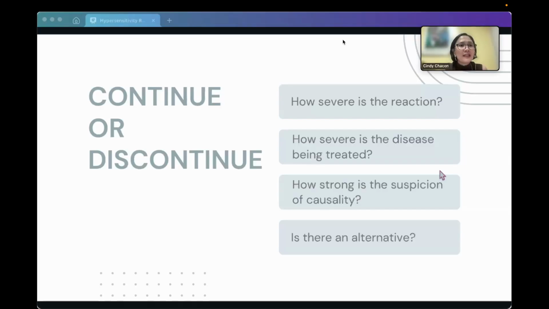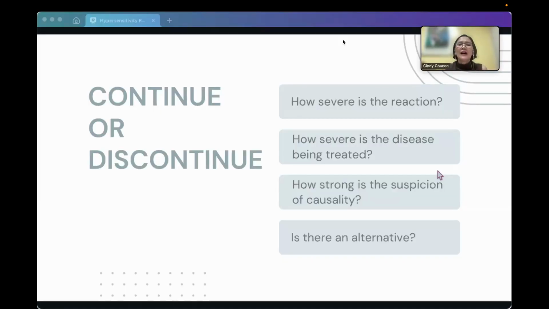Or for example, in anti-TB medications, di ba? Ang daming nagre-react sa first-line anti-TB medications. But we know that the best drug for anti-TB is the first line. So minsan kung mild lang naman, willing yung pasyente, I still try to continue giving the medication.